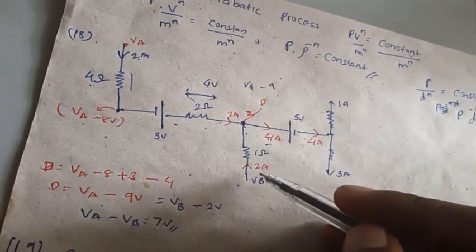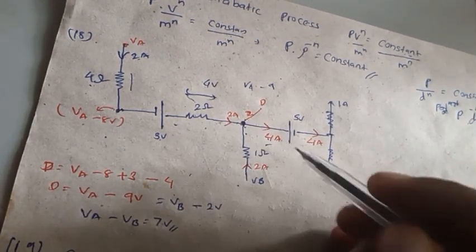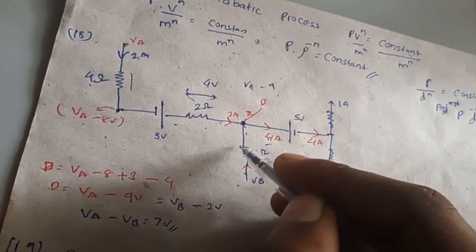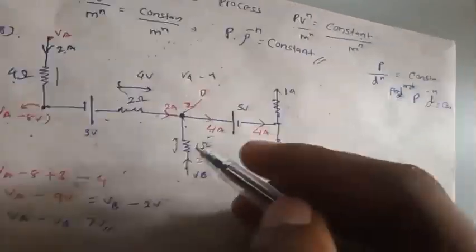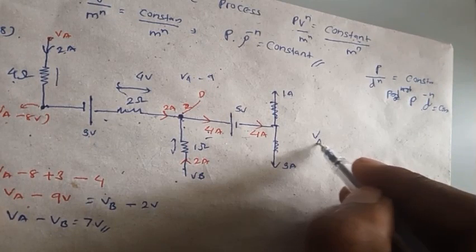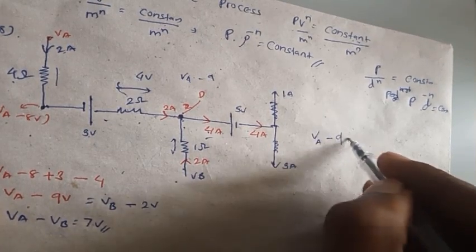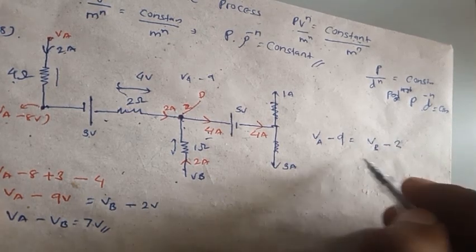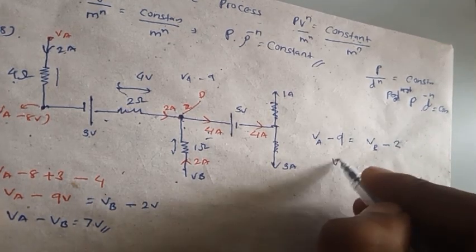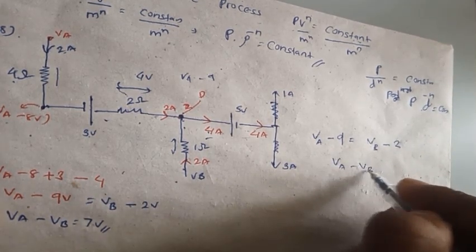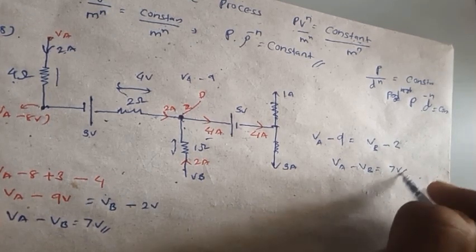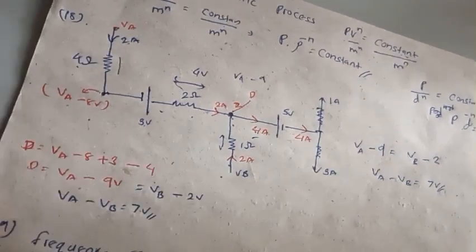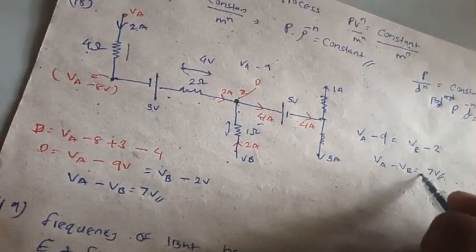And you can see that there's a 2 ampere current passing through this. So there's a 2 volt drop along here. So you should understand VA minus 9 is supposed to be equal to VB minus 2. So from here we can get that VA minus VB is supposed to be equal to 7 volt. Clear? So that's the answer for question number 18.